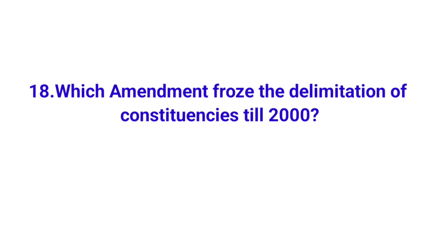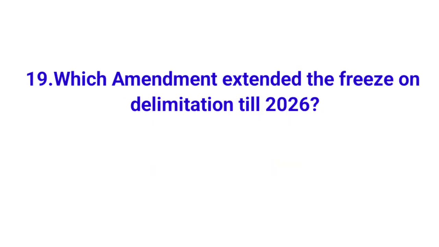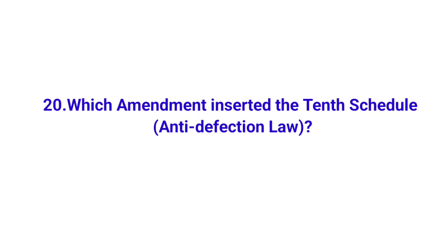Which amendment froze the delimitation of constituencies till 2000? 42nd Amendment, 1976. Which amendment extended the freeze on delimitation till 2026? 84th Amendment, 2001. Which amendment inserted the 10th Schedule, Anti-Defection Law?